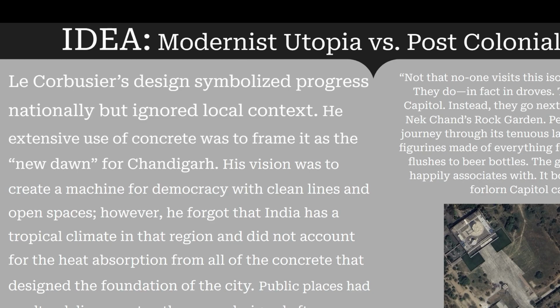One idea from this reading was the modernist utopia versus post-colonial reality. Le Corbusier's design symbolized progress nationally, but ignored local context. This extensive use of plazas, areas of the city where he just wanted to redo everything and create a new dawn for Chandigarh, was not thoughtful because of the environment. Placing all this concrete in a very hot tropical climate basically allowed for so much heat absorption that people do not want to gather at these places where he thought life would thrive, like in European civic squares.